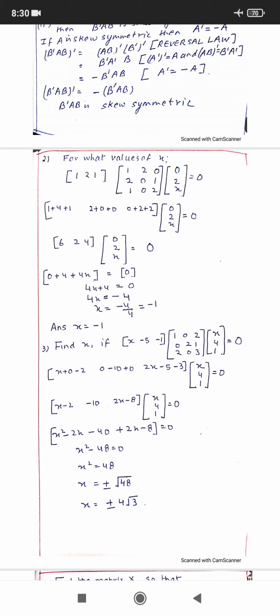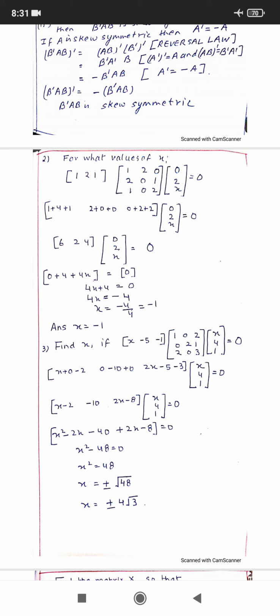x with 0, minus 5 with 2, minus 1 with 0, row into column. We get 0 minus 10 plus 0. x with 2, minus 5 with 1, minus 1 with 3, row into column, 2x minus 5 minus 3. The matrix multiplied by x 4 1 is equal to 0. What do we get? x minus 2, minus 10 and 2x minus 8. New matrix to be multiplied by x 4 1. Now let us multiply. What do we get? x square minus 2x minus 40 plus 2x minus 8 is equal to 0.